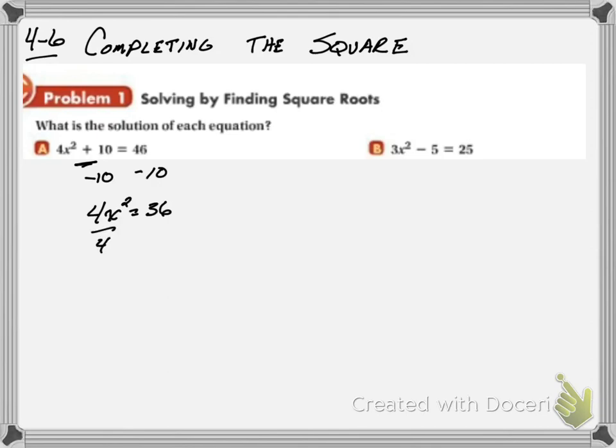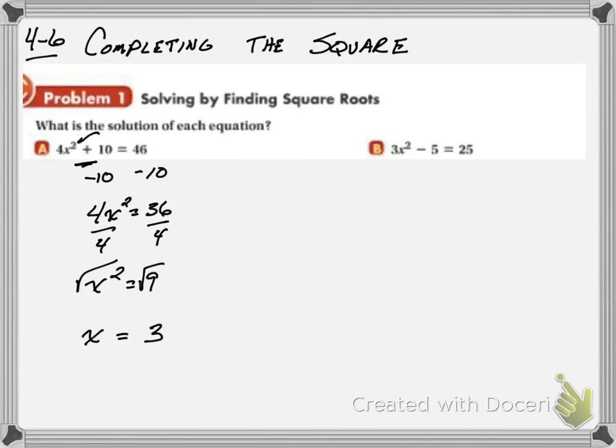Divide by 4. And again, this is nothing new. You get x squared equals 9. Solve here for x, take the square root of both sides. You end up with x over here equals, now this is where people mess up. The square root of 9 is 3, and so you're going to give me 3.